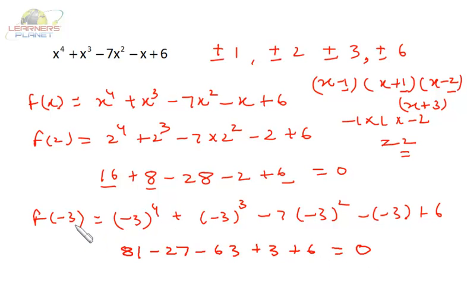That means x is equal to minus 3. If we put it, we are getting 0. That means x plus 3 is a factor, and this is the working of the same. So we can factorize this expression as x minus 1, x plus 1, x minus 2, and x plus 3. Since it is a fourth degree polynomial, we are getting 4 factors of it. Okay, I hope you are clear.